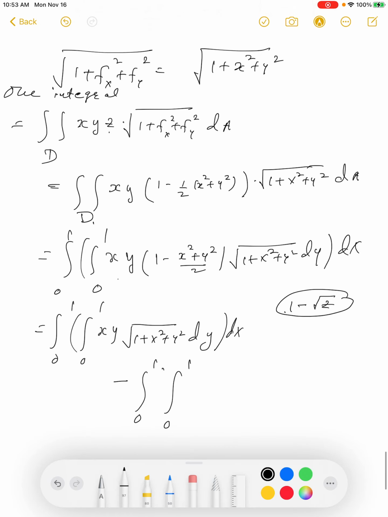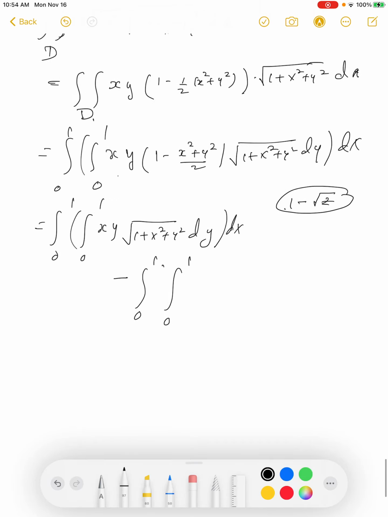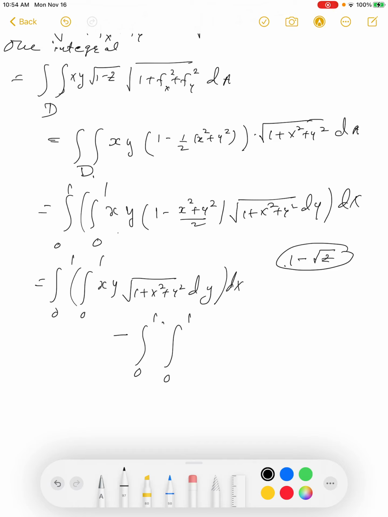Good, then life will be a lot easier. Then my function here is my z. The function is not z, but it's now 1 minus z, so let me rewrite this. So our function is x times y times root of 1 minus z. So if I replace, let me do that here.